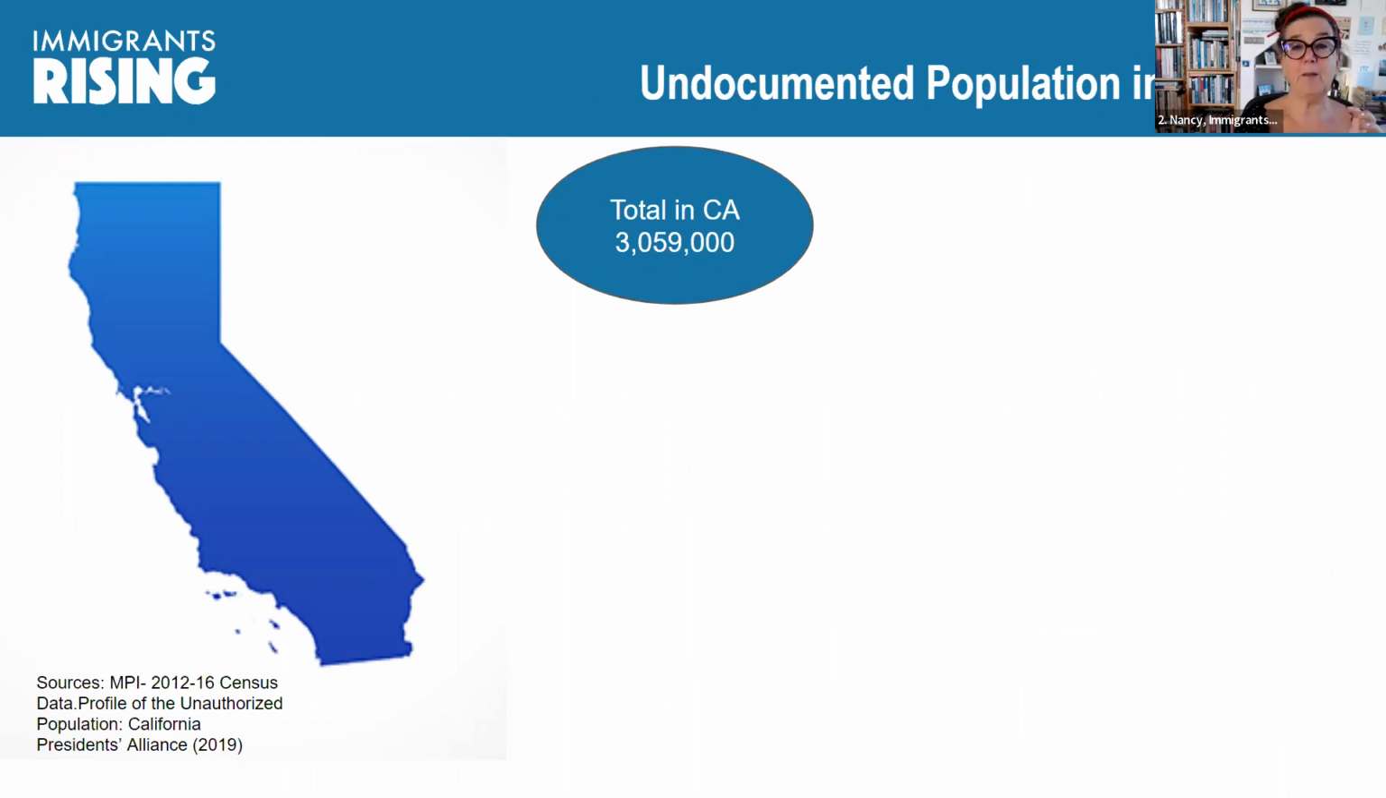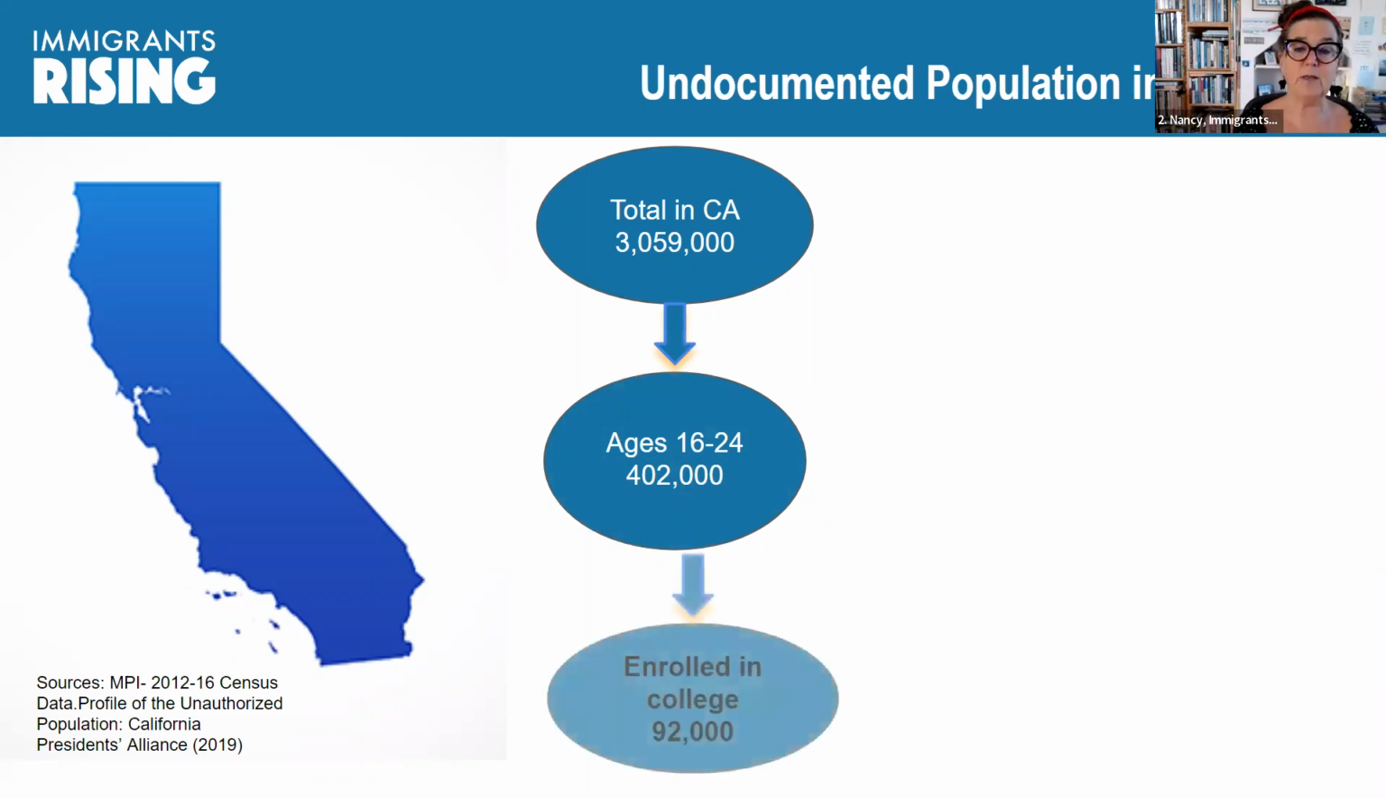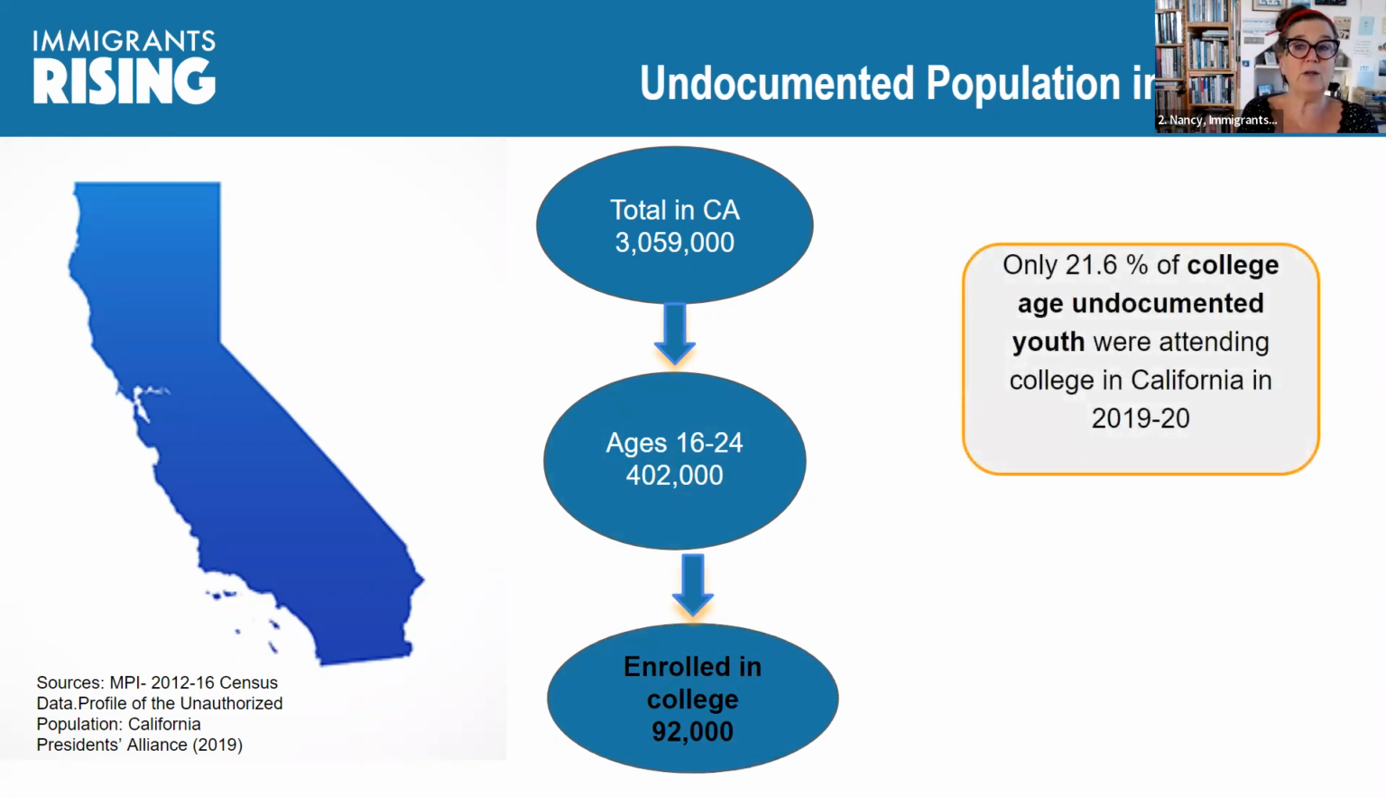But if we think about the number of undocumented individuals in California, over 3 million, if you pull that out by the census data, there's about 400,000 between the ages of 16 and 24, which is the common college age, or the closest one within the census that we can. But as of 2019, only 92,000 undocumented students were enrolled in California, which means that's only 21.6% of college age youth attending college in California.